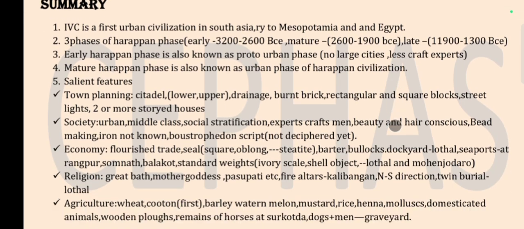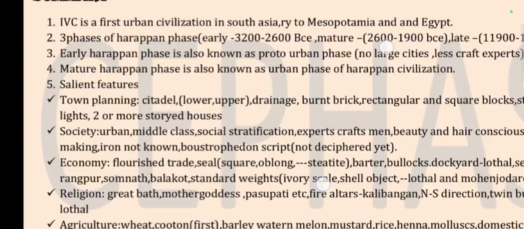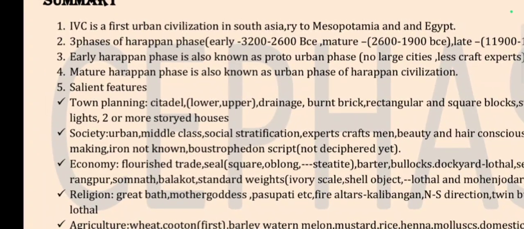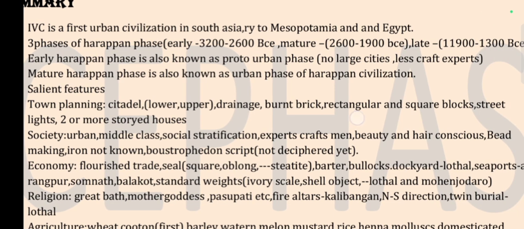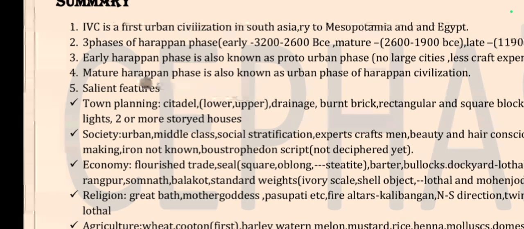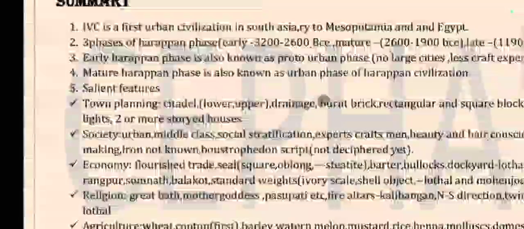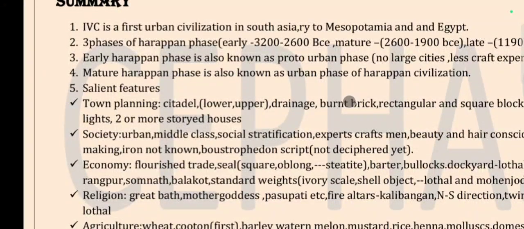So for whatever we discussed, let's have a glimpse of it, a summary. We discussed the Indus Valley civilization as the first urban civilization in South Asia, like Mesopotamia and Egypt also. We discussed the three phases of the Harappan civilization: the early phase, the mature phase, and the late phase. The early Harappan phase is also known as the proto-urban phase. The mature phase is also known as the urban phase of Harappan civilization because it is the starting point of the urban phase.